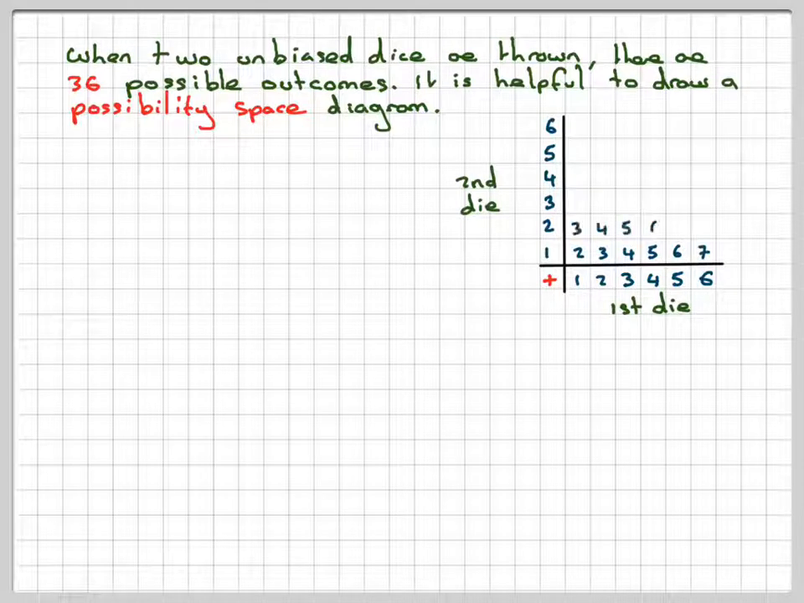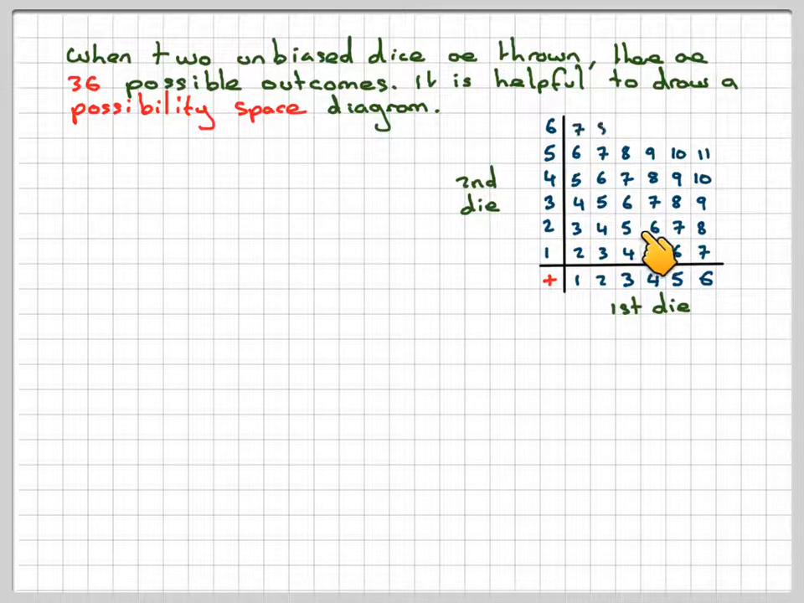Carrying on, that will be 3, 4, 5, 6, 7, 8. Then 4, 5, 6, 7, 8, 9. Then 5, 6, 7, 8, 9, 10. Then 6, 7, 8, 9, 10, 11. And 7, 8, 9, 10, 11, 12. You can see here there are 6 times 6, 36 possible outcomes.